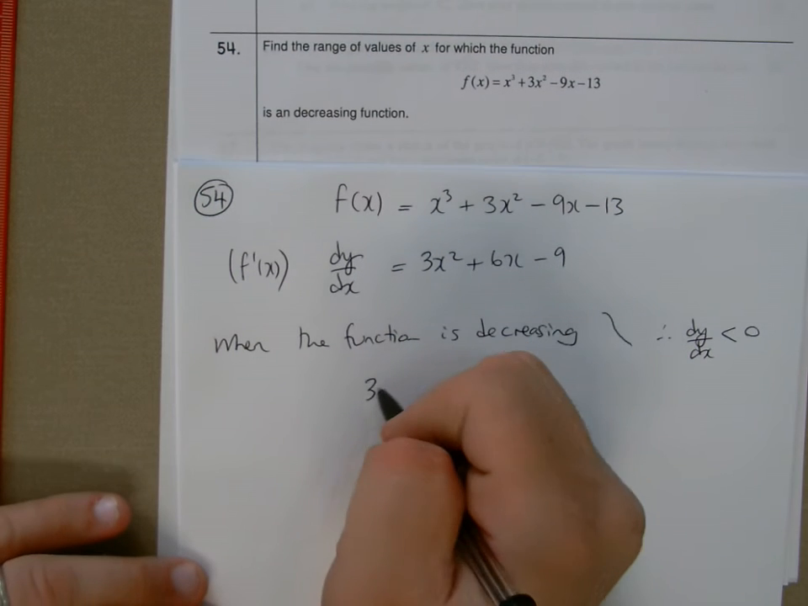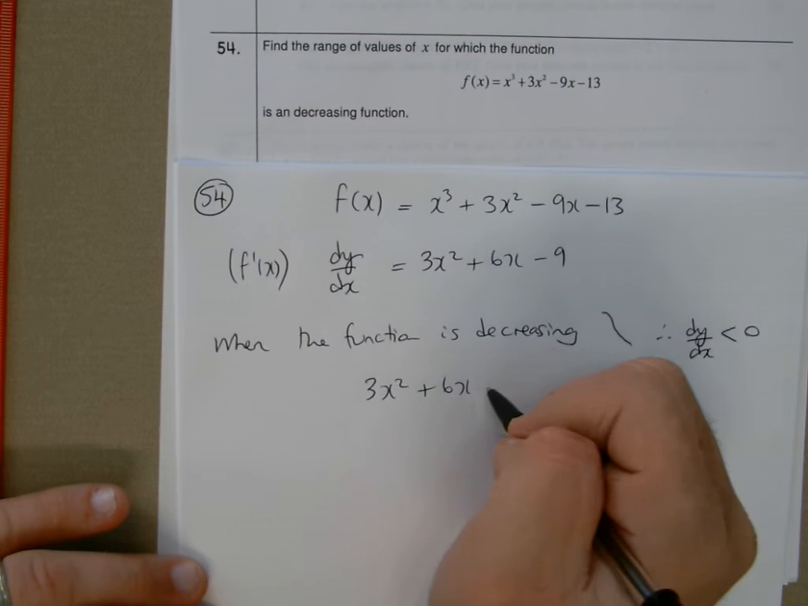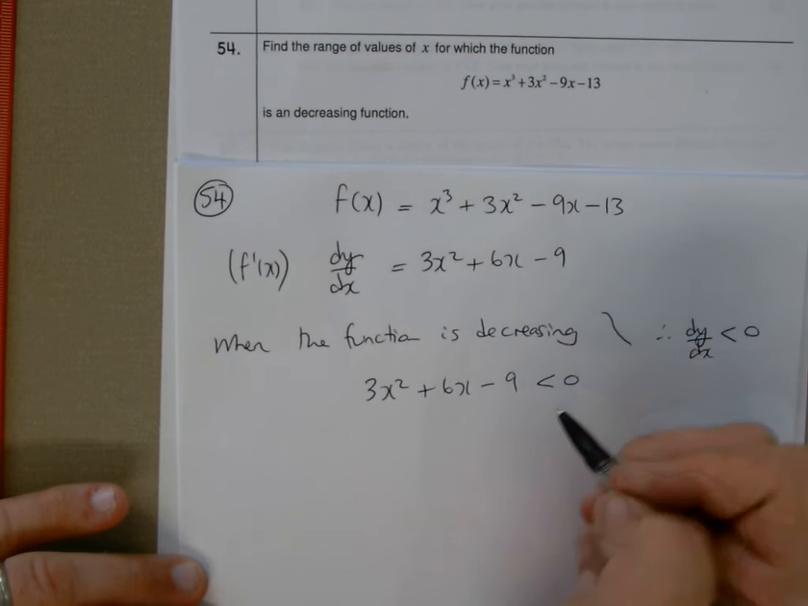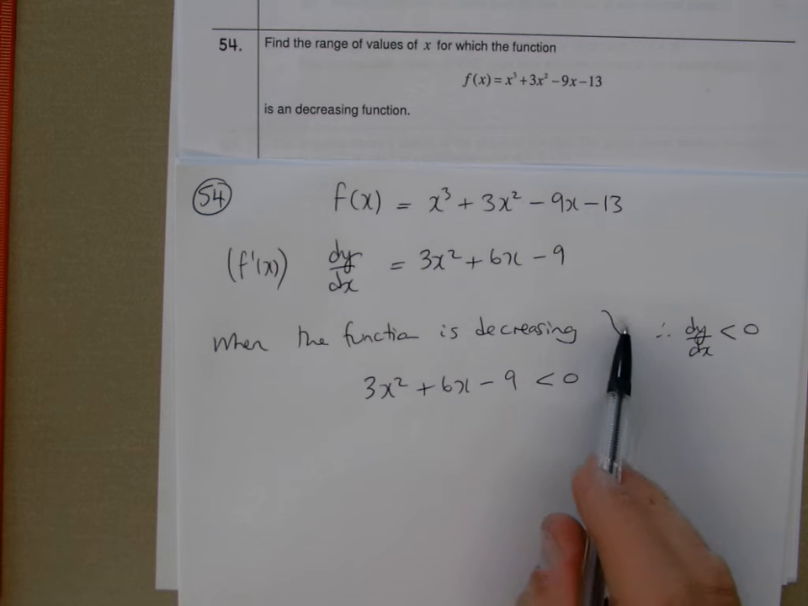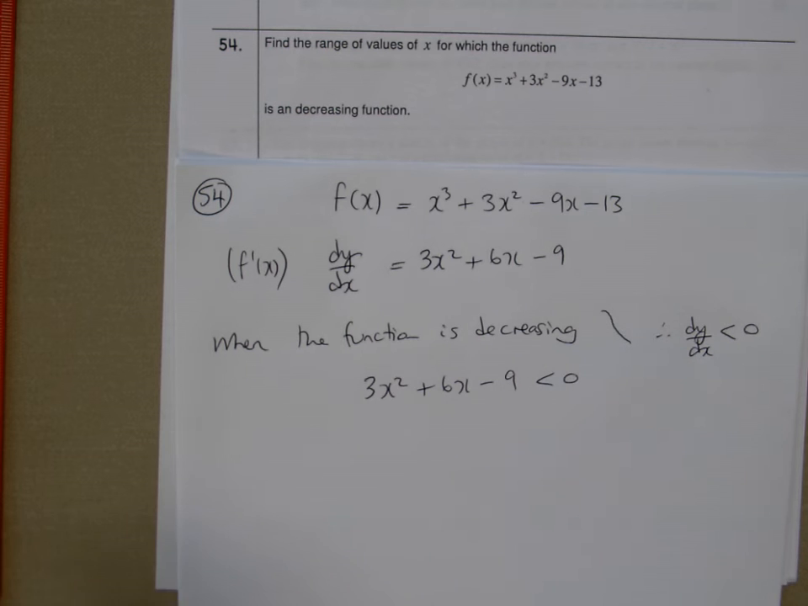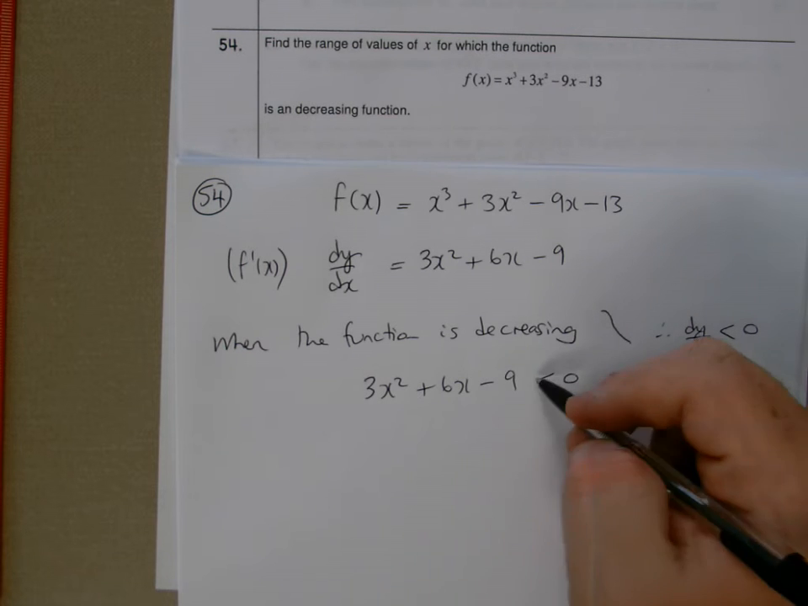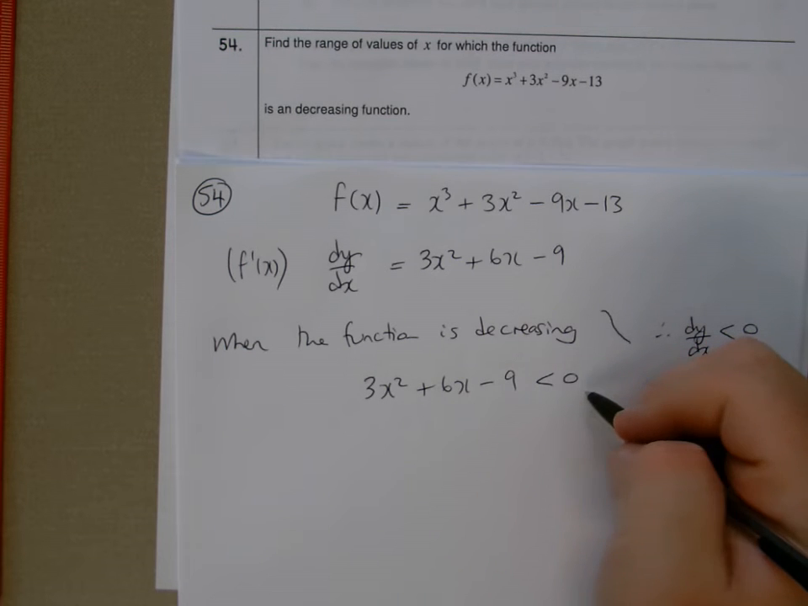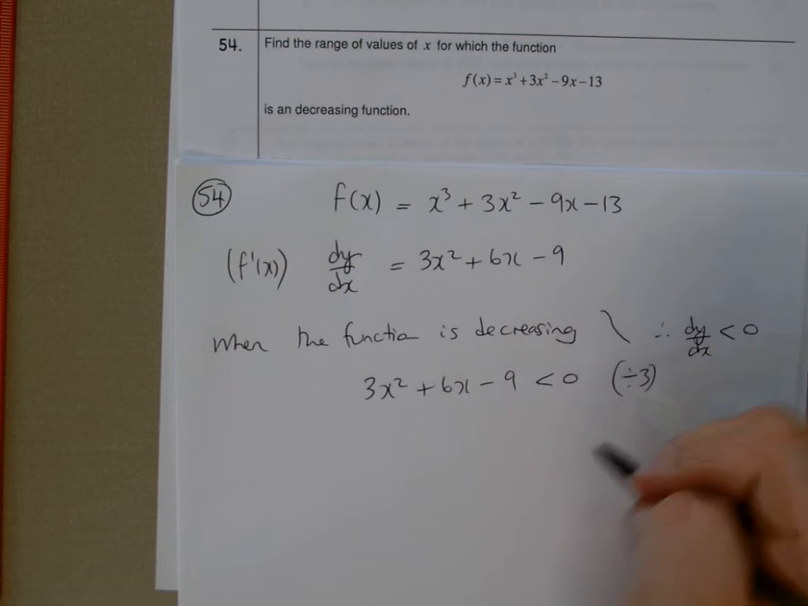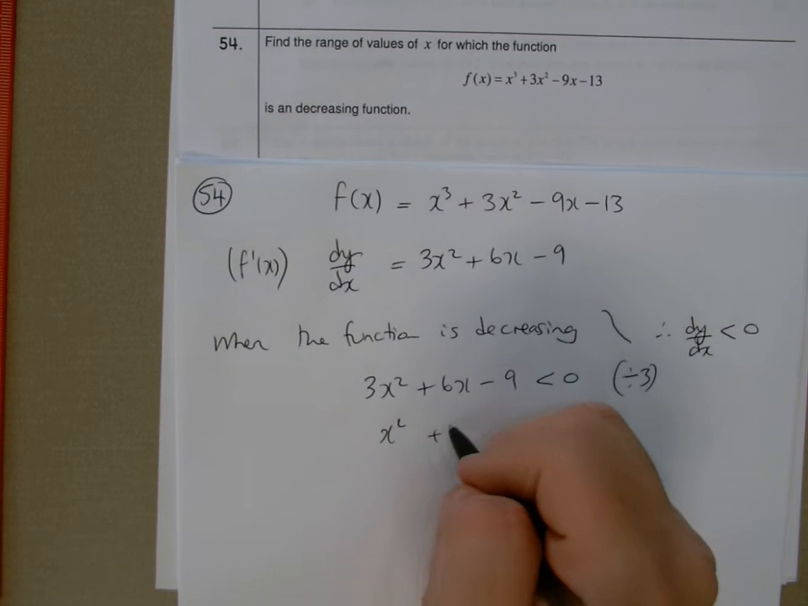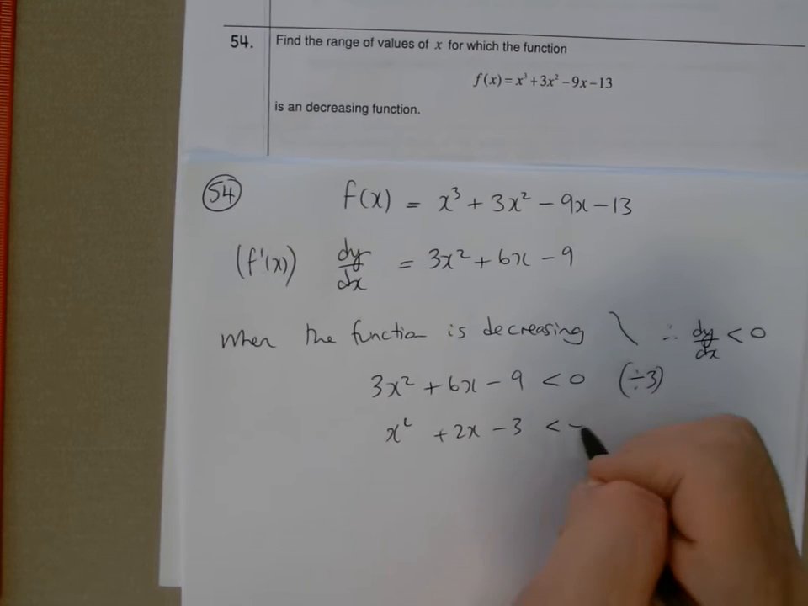So therefore, 3x squared plus 6x minus 9 is less than 0. Okay, that's the bit of the curve that we're interested in, where the gradient is negative. So if we've got the gradient function here less than 0, we can solve this inequality then. And perhaps just before I solve it, I notice here there's a common factor of 3. So if I divide by 3, I get this, which is much nicer.